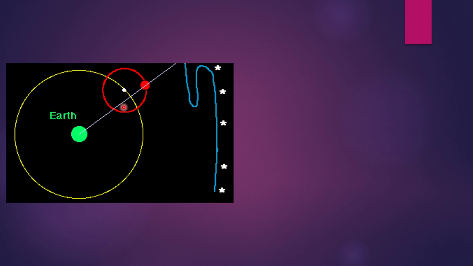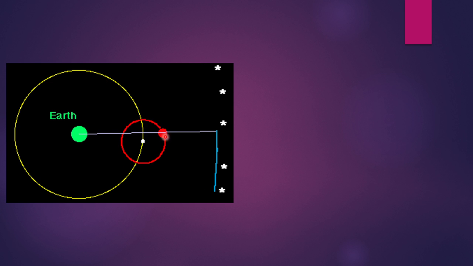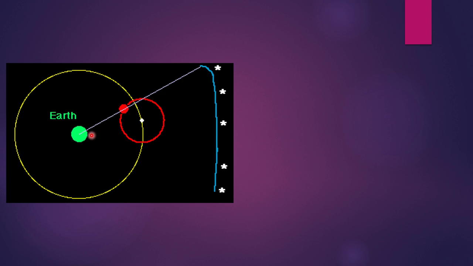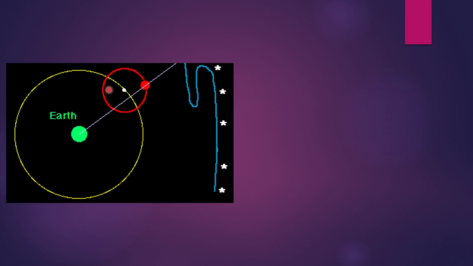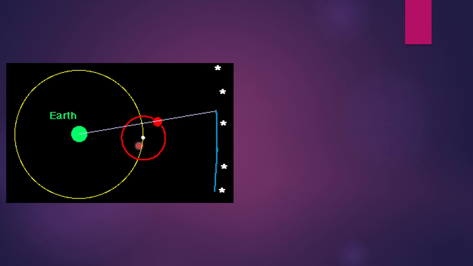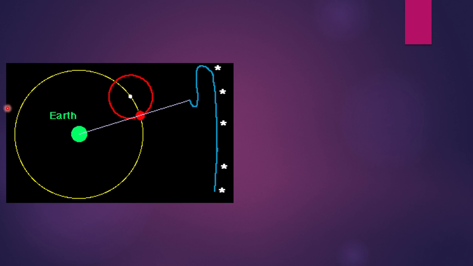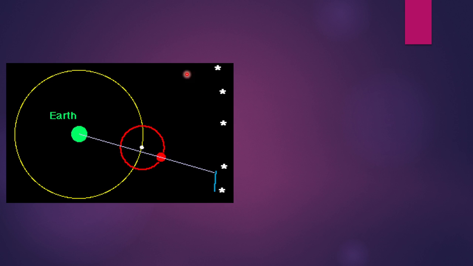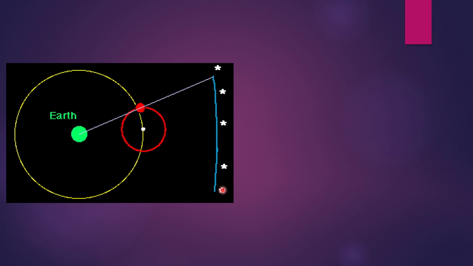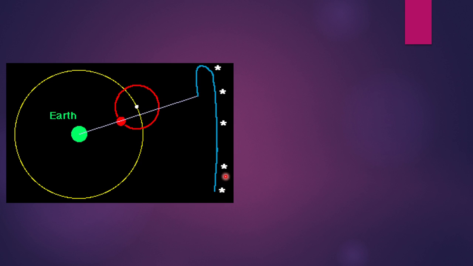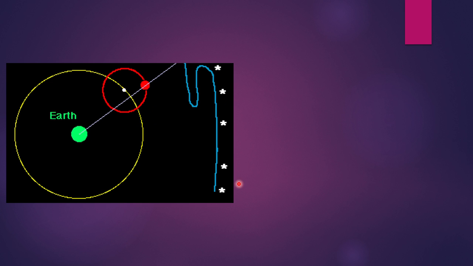Here, the red is Mars and the stationary green is the Earth. That is how Ptolemy said that the planets are moving. They are orbiting a center which is orbiting the Earth, and that's how they are getting the retrograde motion. These whitish star-like things are the fixed stars.